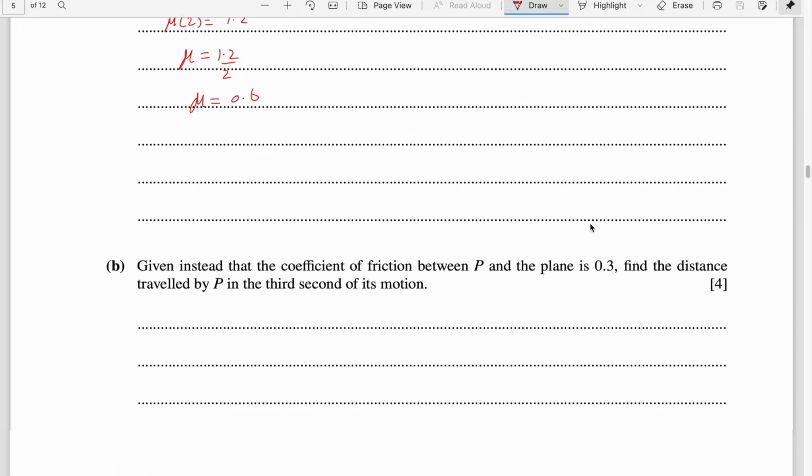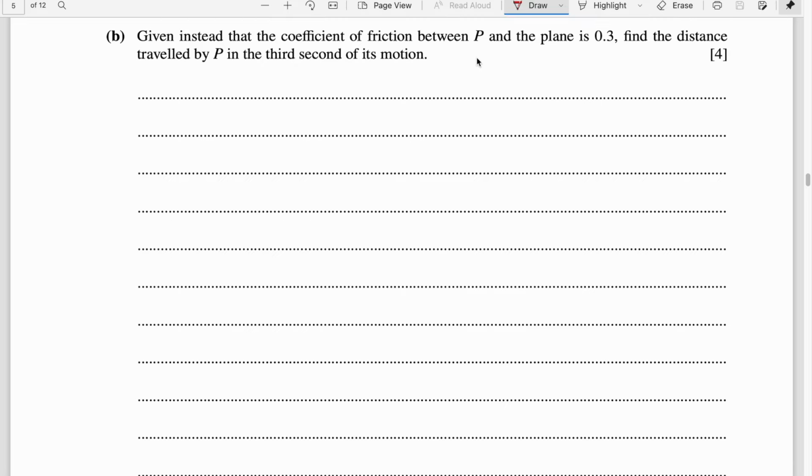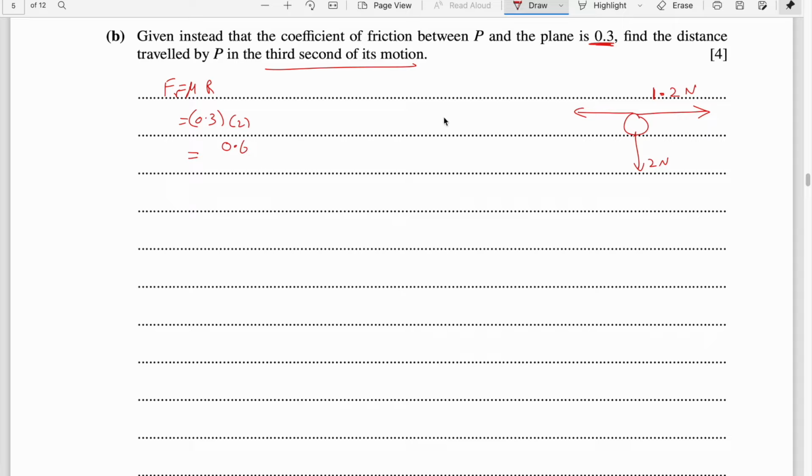B part. Given instead that the coefficient of friction between P and the plane is 0.3. Coefficient of friction is now changing. Find the distance traveled by P in the third second of the motion. So it is moving to right with an applied force of 1.2, and friction equals mu R, that is 0.3. Normal contact force is 2 newtons. So this is 0.6. Friction is 0.6.